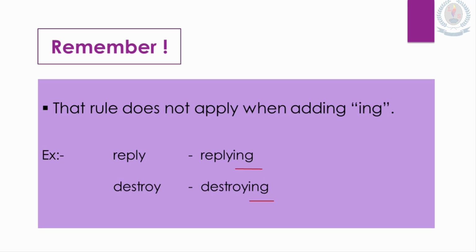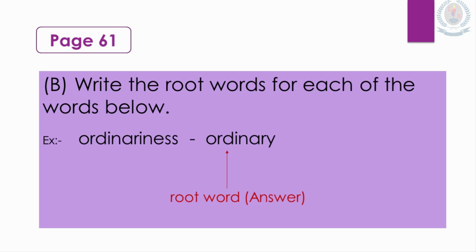Here you are given 2 examples. Let's read them. First example, reply. You can see the word reply ends with letter Y and the suffix is ing. So, you can directly add the suffix ing to the word without any changes. Then it becomes replying. Second word, destroy. The word destroy ends with letter Y and the suffix is ing. So here also you can directly add the suffix ing to the word without any changes. Then it becomes destroying.